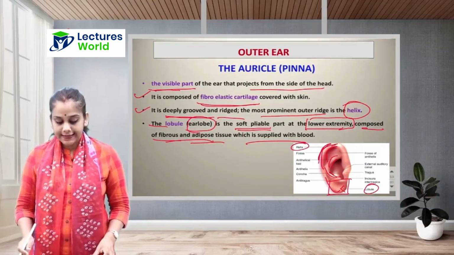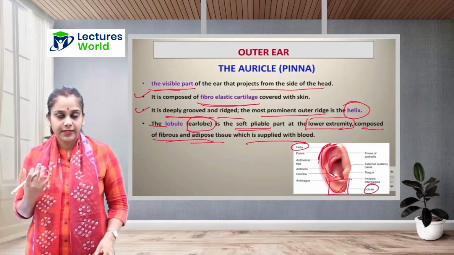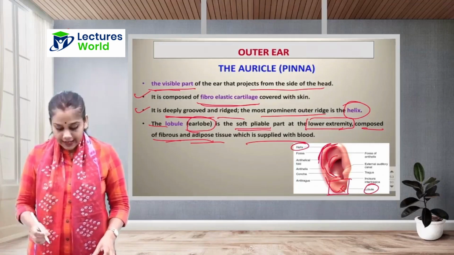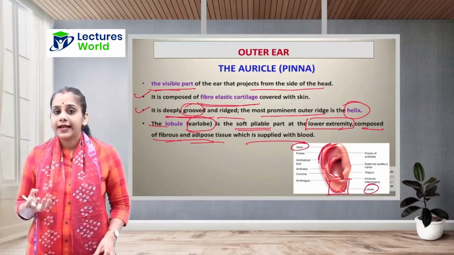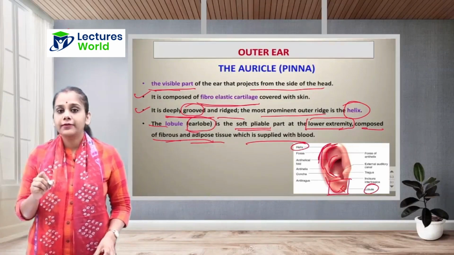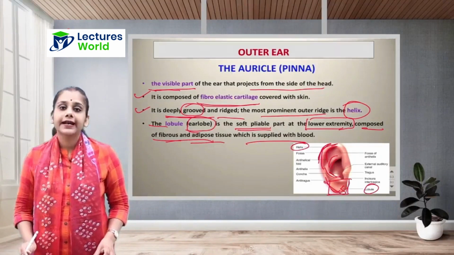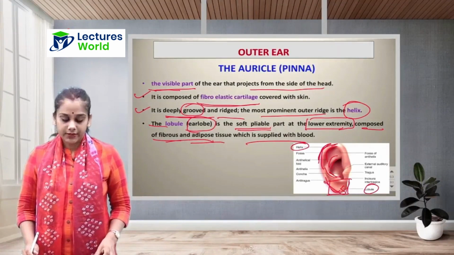So what is this? It is the auricle, the pinna, the visible external part of the ear. It contains so many ridges as well as grooves. It contains fibroelastic cartilage, and it has a main portion that is the lobule, at the lower end of the ear.